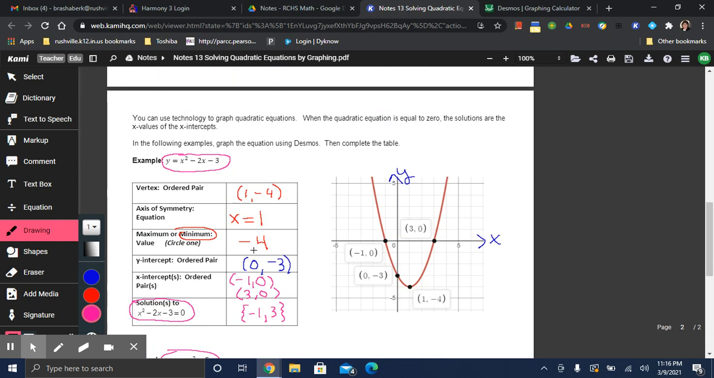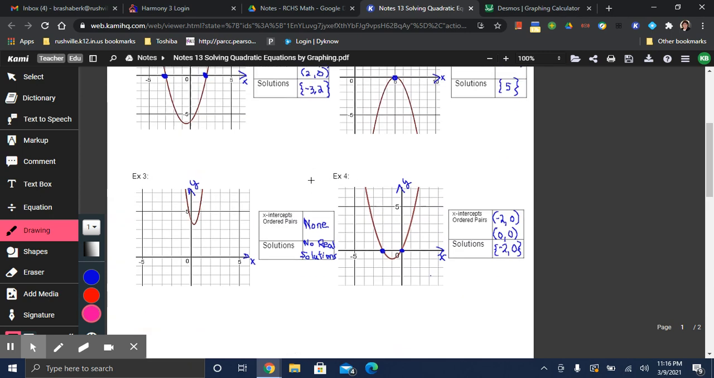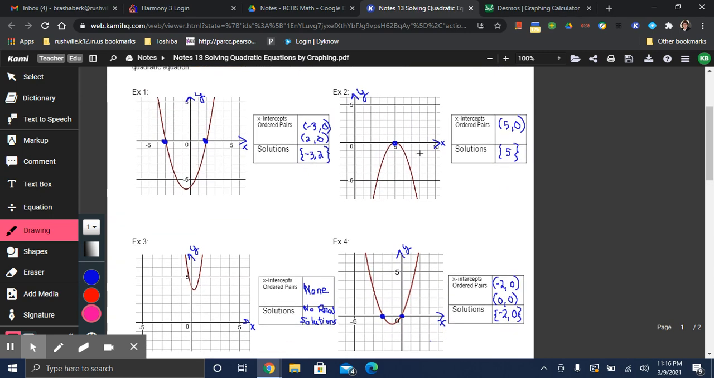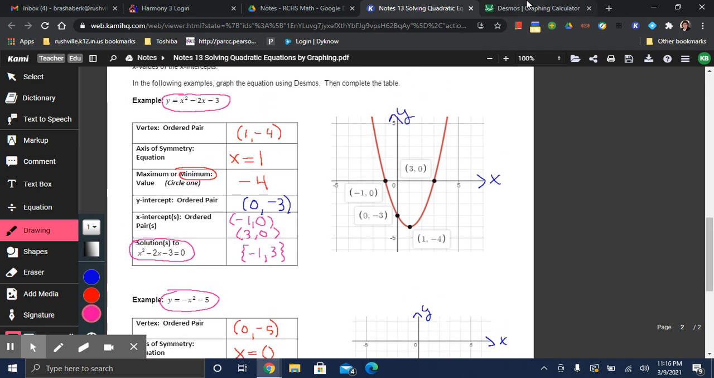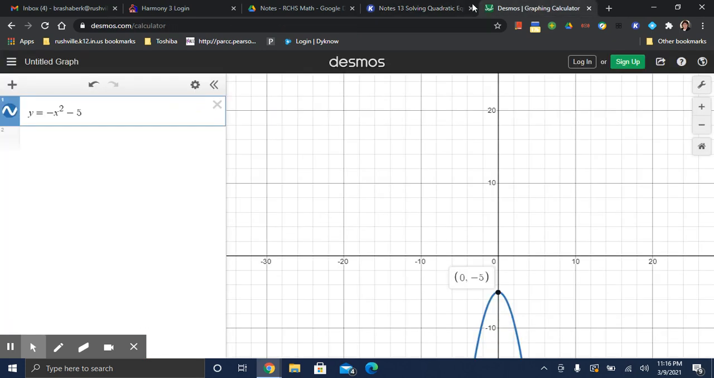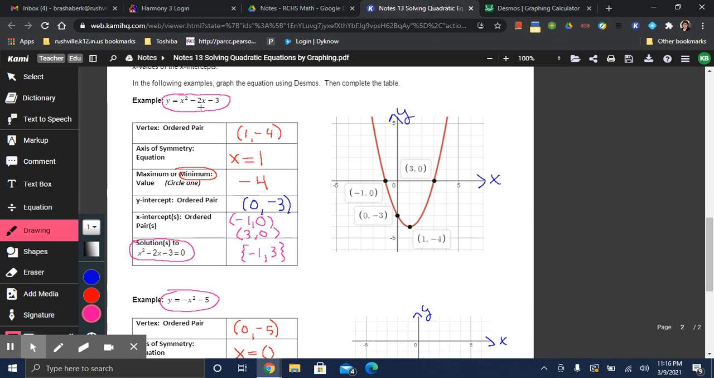So again, you'll be doing homework where some of the graphs will be provided and you just have to look for the x-intercepts and then the solutions, and some where the graph will have to be done on Desmos, and then you will come back to your paper and fill in the table. So good luck on your homework. This will be another assignment that is a worksheet.